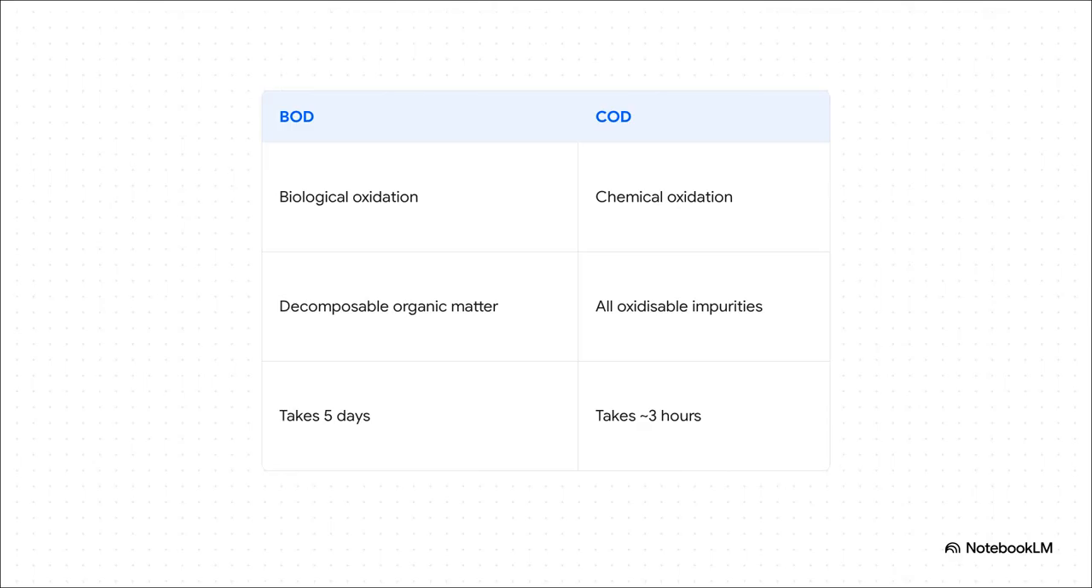All right, this next one is a classic point of confusion, so let's clear it up. BOD versus COD. They both measure pollution, but they do it in really different ways. BOD, biological oxygen demand, uses actual bacteria to see how much oxygen they consume breaking down organic waste. The key here? It only measures biologically decomposable stuff, and it takes 5 whole days. COD, on the other hand, uses strong chemicals to measure everything that can be oxidized, and it's way faster, only about 3 hours. So COD gives you a bigger, quicker picture of the total pollution.